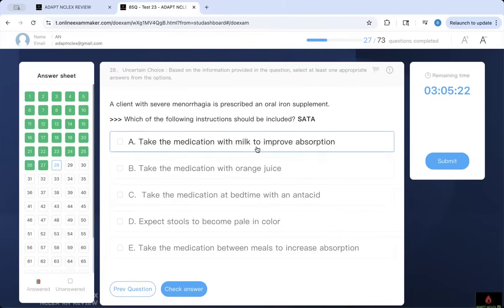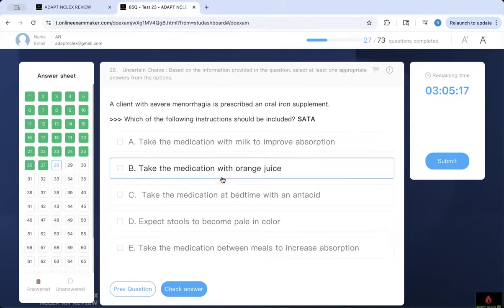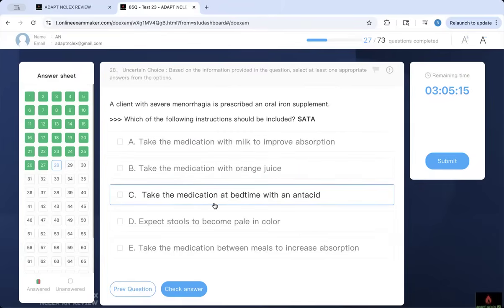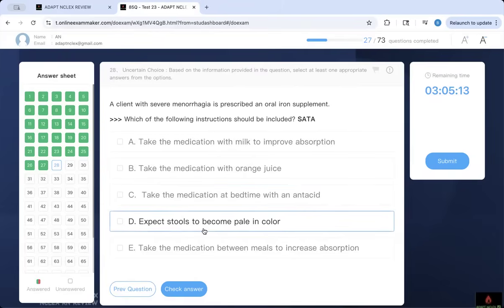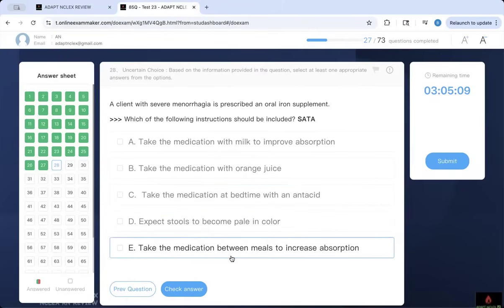Take the medication with milk to improve absorption. Take the medication with orange juice. Take the medication at bedtime with what? Antacid. Expect stool to become pale in color. Take the medication between meals to increase absorption. It's a thing you teach the patient about how to take iron, whether it's a kid or adult. It's a strategy and it's a concept. You pick your answer. I know you pick it.